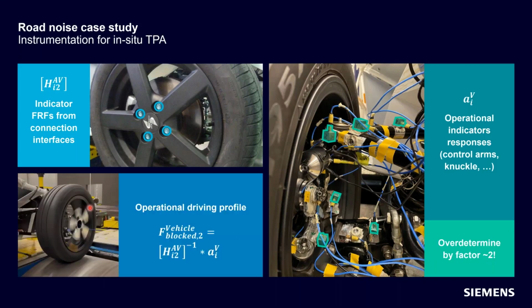Finally, for the measurements, we're going to operate our vehicle on the chassis dyno at whatever operational speed we want to get those blocked forces at, and simply measure the indicator responses, and multiply them with the inverted transfer function matrix, and that gives you the blocked forces.